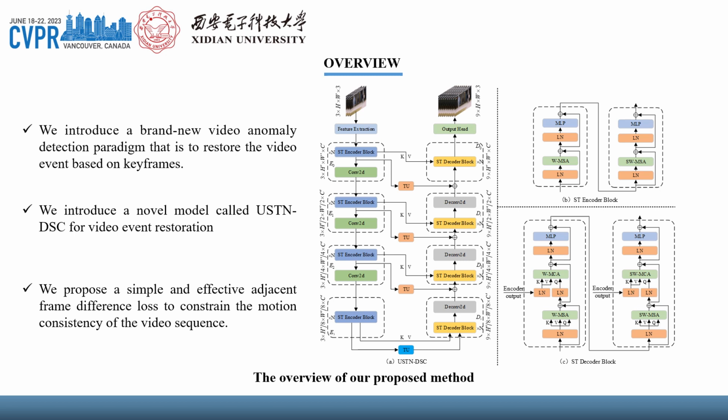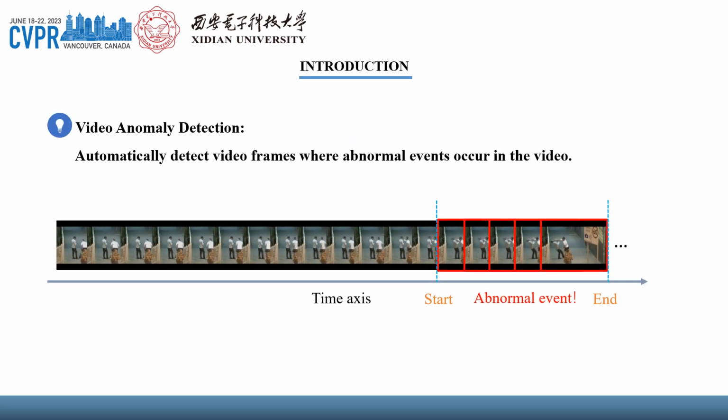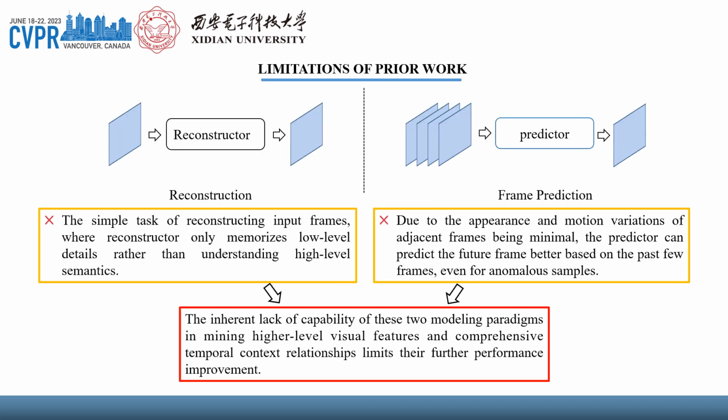of the video sequence. Video anomaly detection is a very important research problem in the field of computer vision. The aim of video anomaly detection is to automatically detect video frames where abnormal events occur in the video. Since anomaly samples are sparse, unsupervised or semi-supervised learning is the most commonly used method for video anomaly detection. Video frame reconstruction or prediction based on autoencoders is the most representative method among them.